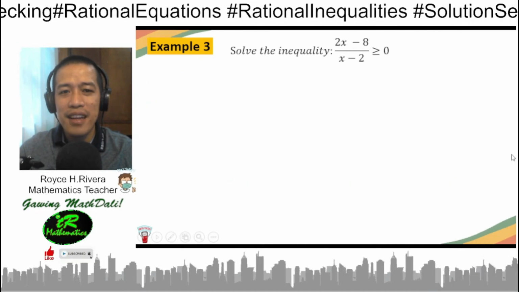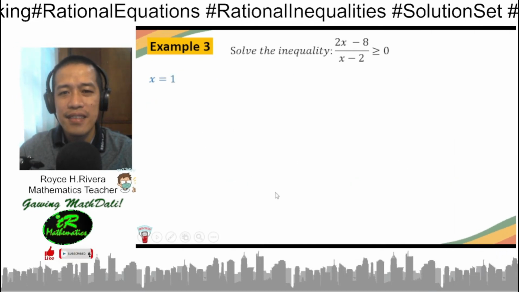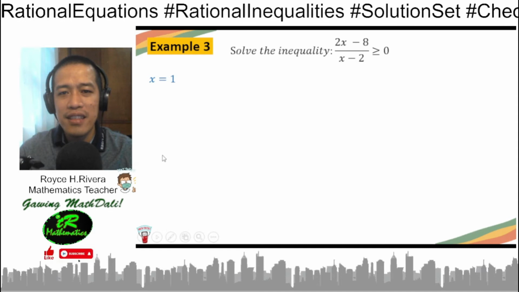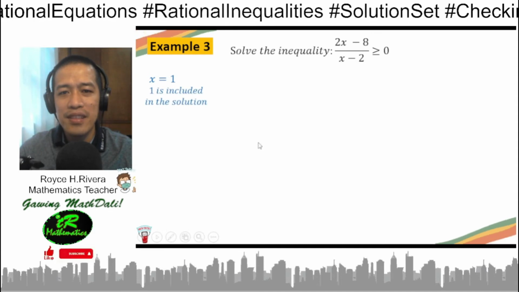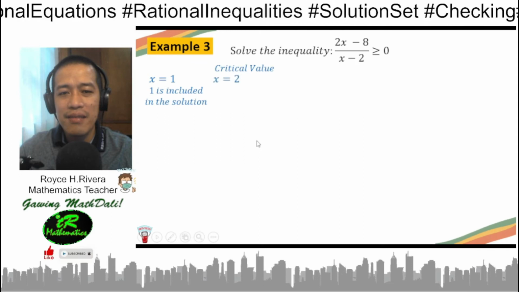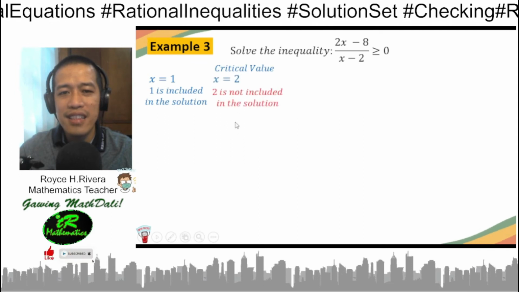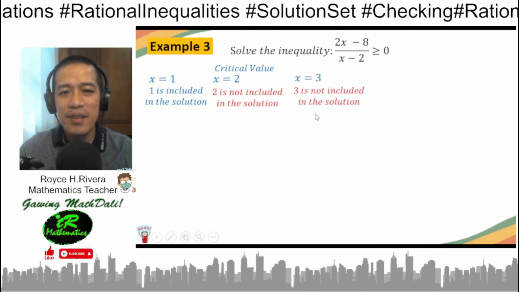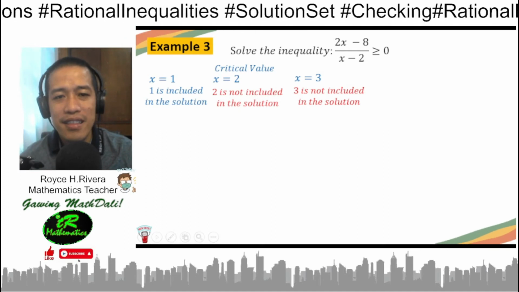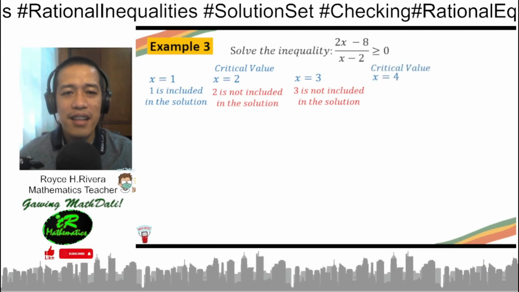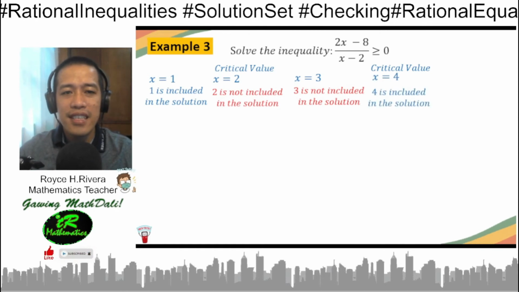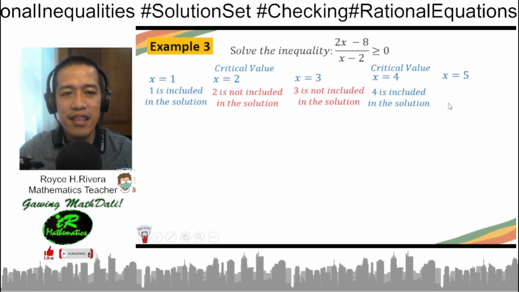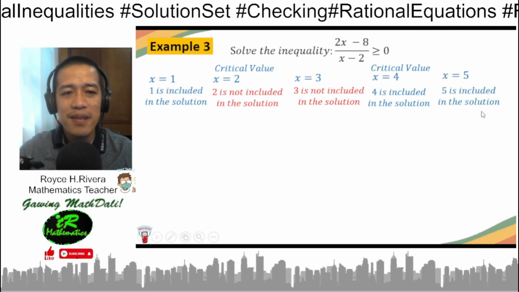Let us now summarize our findings. So our test point, x equals 1, is included in the solution. Our critical value 2 is not included in the solution. The test point 3 is also not included in the solution. The critical value 4 is included in the solution. And our test point, x equals 5, is included in the solution.